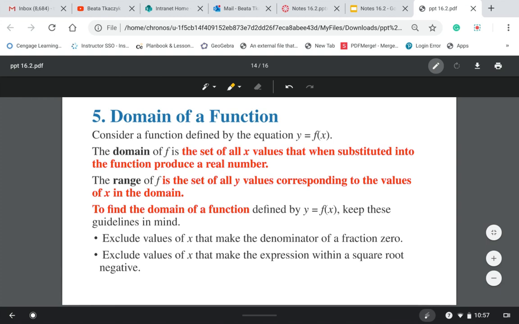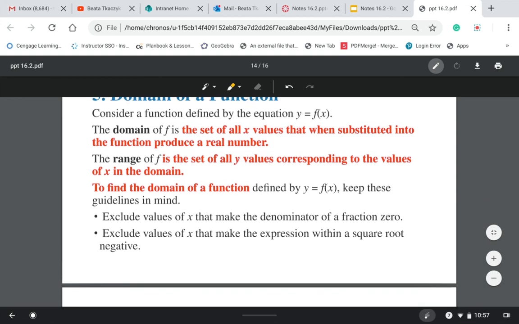Now, algebraically, we definitely can find the domain from the equation. When we talk about the range, which is outputs, it's very useful to graph the function and just read the range from the graph. But here, first, we're going to focus on the domain. So to find the domain of the function, keep these hints in mind. Exclude values of x that make the denominator of a fraction 0, and exclude values of x that make the expression with a square root negative. Okay.